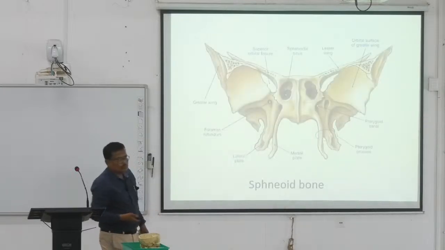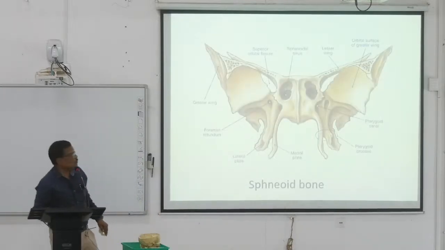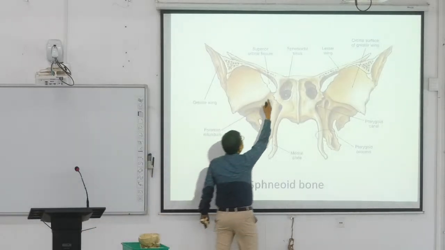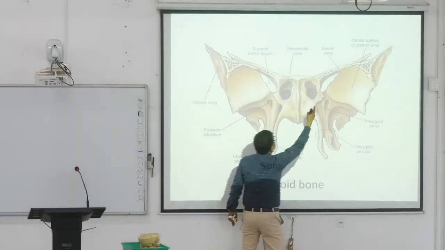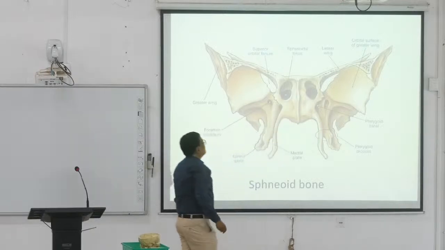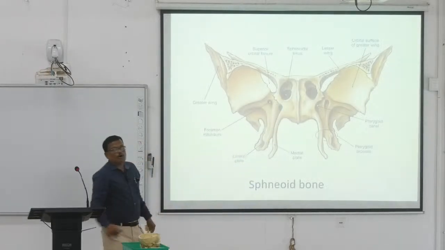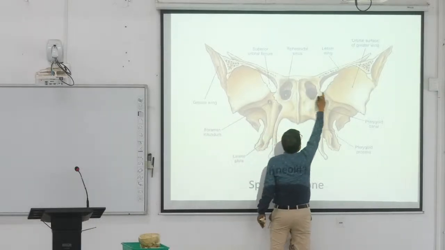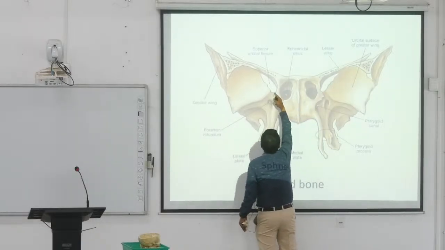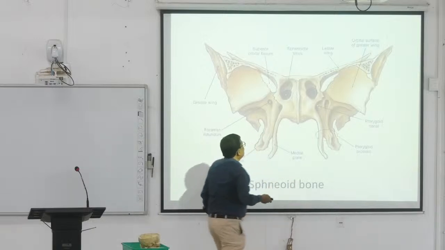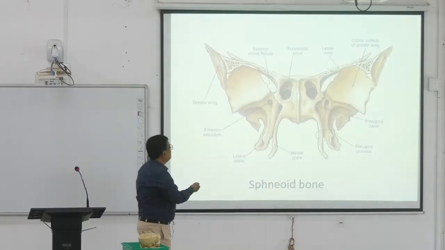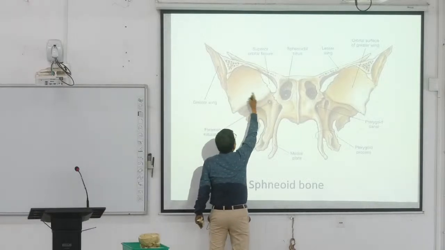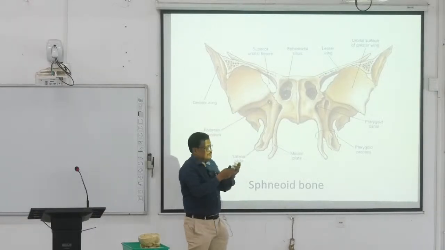This is the sphenoid bone that I have shown you, and this is the superior orbital fissure. You cannot see the optic canal here because it has been obscured by this layer. And obviously another thing, this is the orbital surface of the greater wing of the sphenoid bone.